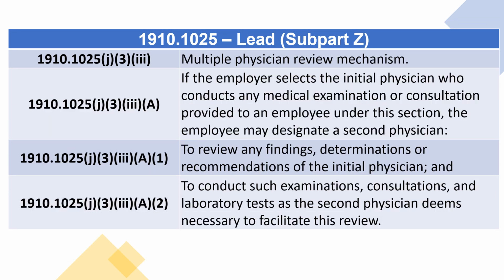1910.1025(j)(3)(iii), Multiple Physician Review Mechanism. 1910.1025(j)(3)(iii)(A), if the employer selects the initial physician who conducts any medical examination or consultation provided to an employee under this section, the employee may designate a second physician, (A)(1) through (A)(2), to review any findings, determinations or recommendations of the initial physician, and to conduct such examinations, consultations, and laboratory tests as the second physician deems necessary to facilitate this review.